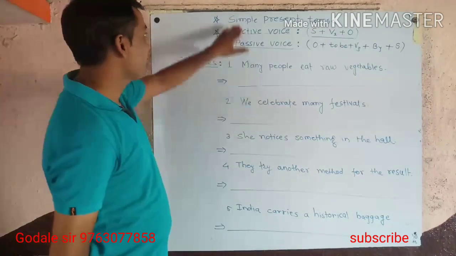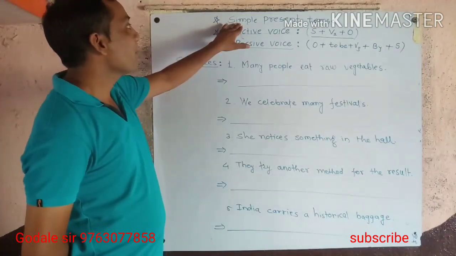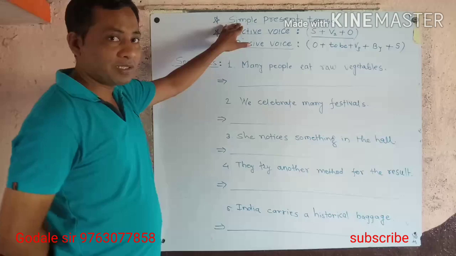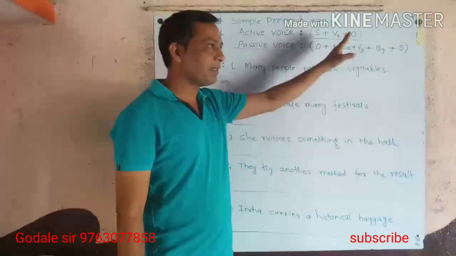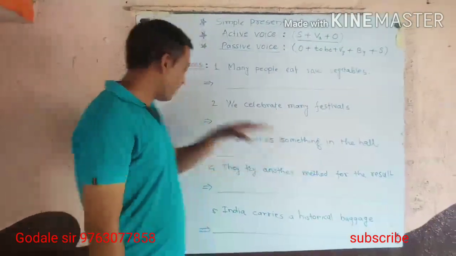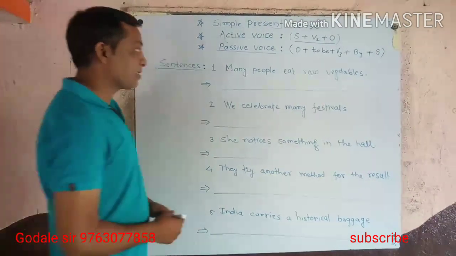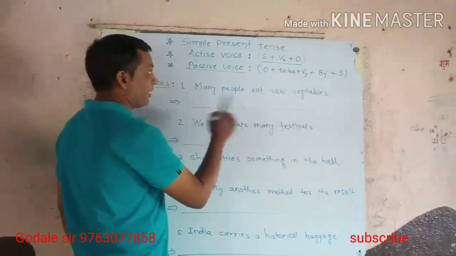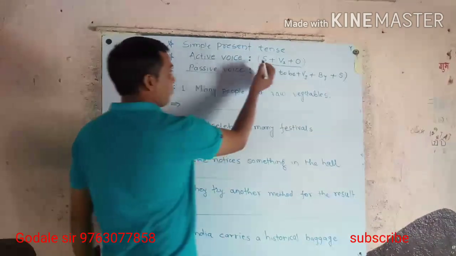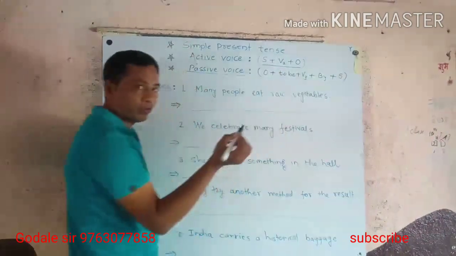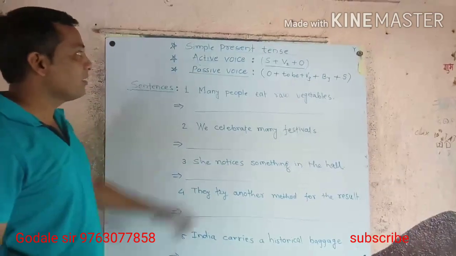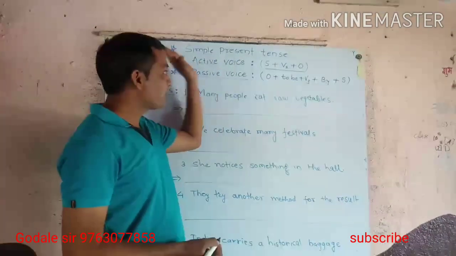For the first time, we are going to see how to convert the sentences of simple present tense into passive voice. There are a few sentences here on the whiteboard, and you can see the structure of the sentence, especially the simple present tense in active voice. As you all know, what is the formula of active voice? What is the formula of simple present tense?